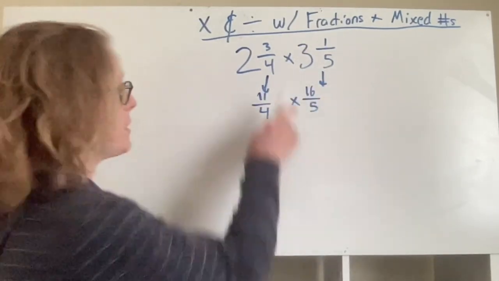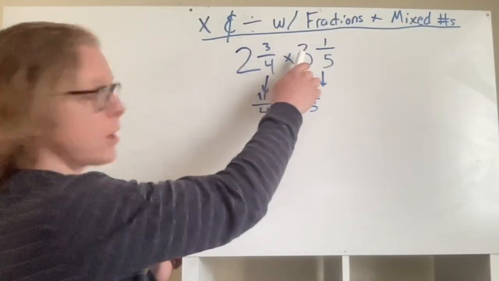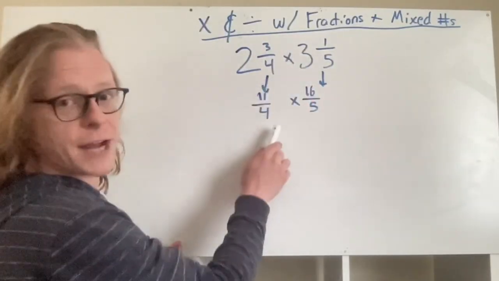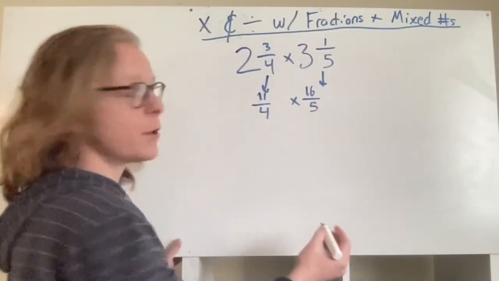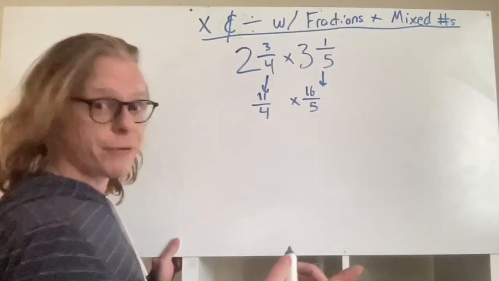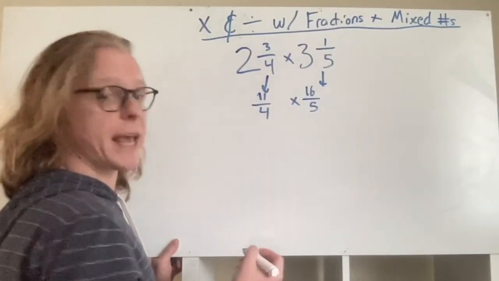Okay, so we see mixed numbers and we're multiplying or dividing. We're going to turn them into improper fractions. Now that they're fractions, we know how to multiply them, right? We're going to multiply straight across. But what should we do first? Check to see if we can cross cancel.